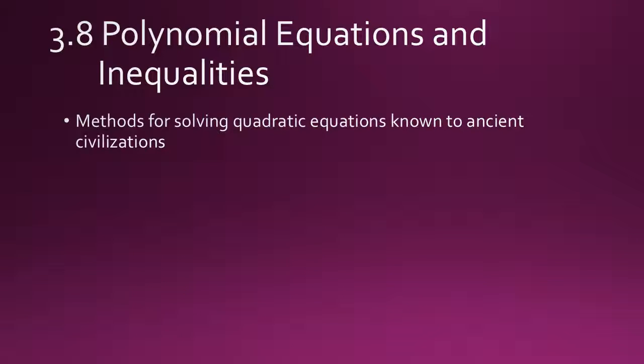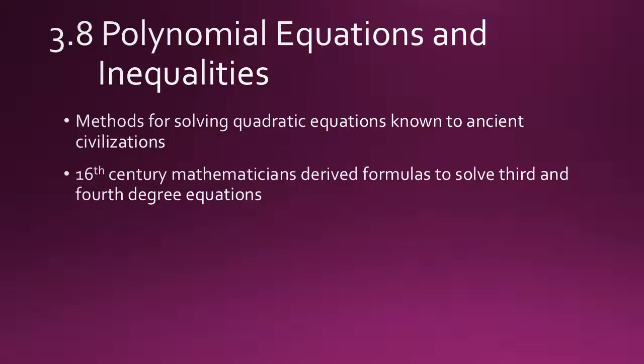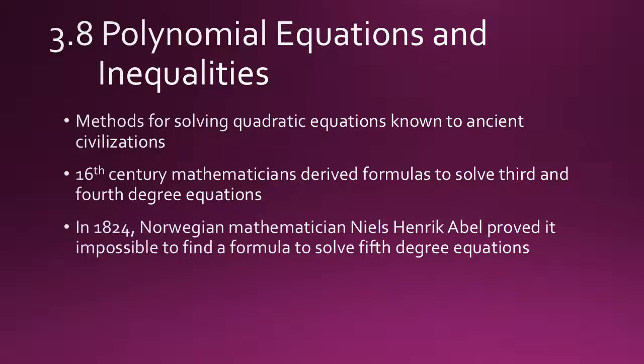Some methods for solving quadratic equations were known to ancient civilizations. The 16th century mathematicians derived formulas to solve third and fourth degree equations. And then in 1824, a Norwegian mathematician by the name of Niels Henrik Abel proved it impossible to find a formula to solve fifth degree equations. Now that doesn't mean they were unsolvable, it's just that there was not a formula that could be found like the quadratic formula that could deal with fifth degree equations.